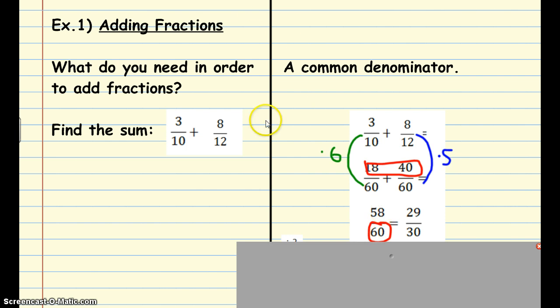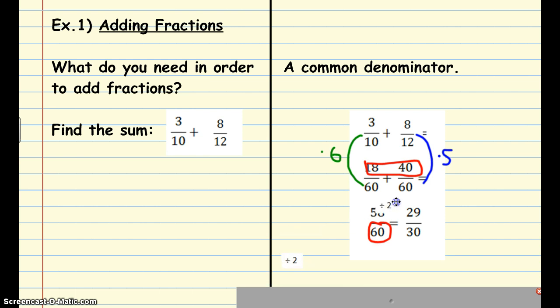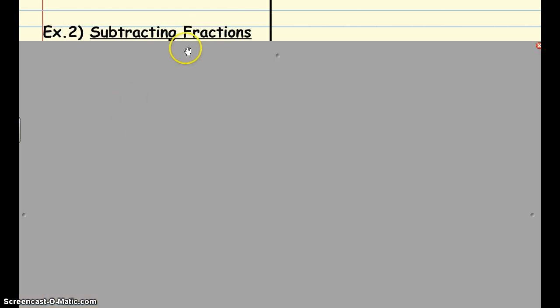And then the last thing that we need to do is look to see if we can simplify it. I see that both of my numbers are even, so I know that 58 is divisible by 2 and 60 is divisible by 2, and I get 29/30. So again, when we add fractions, we have to have that common denominator. If you had multiplied 10 by 12, if you did it correctly, you would have ended up getting 29/30 also once it's simplified.